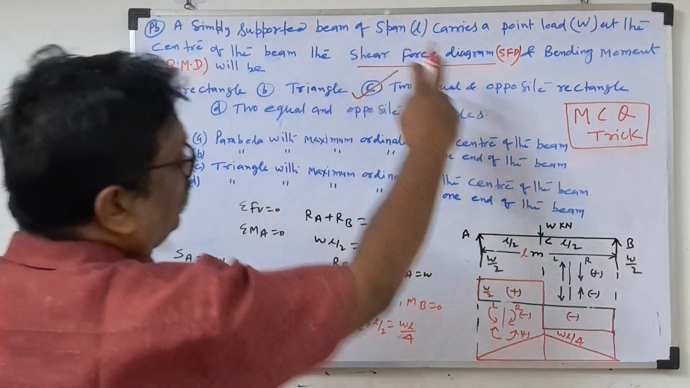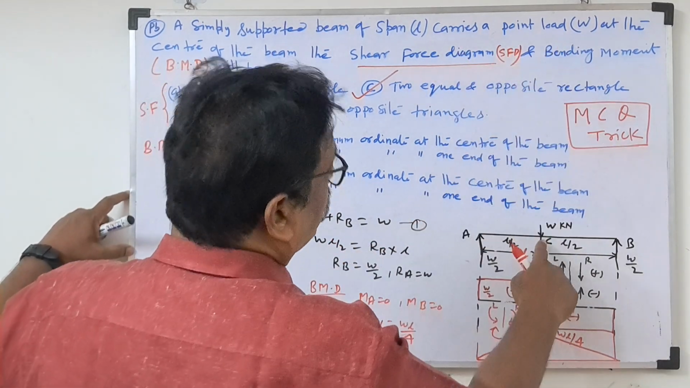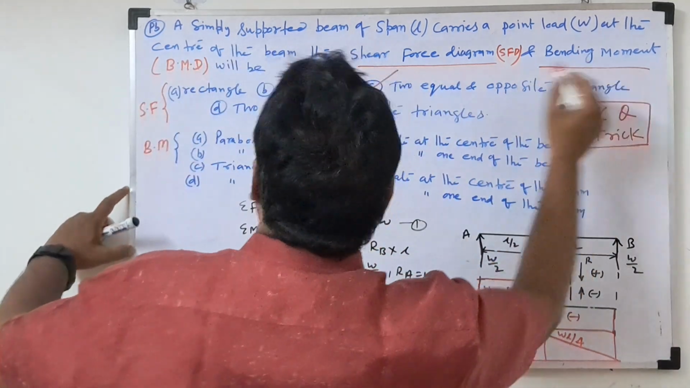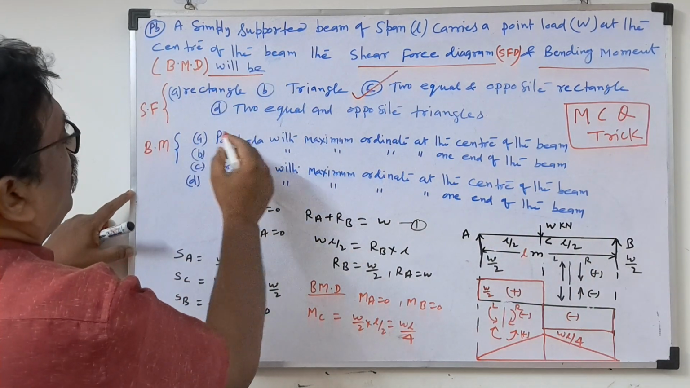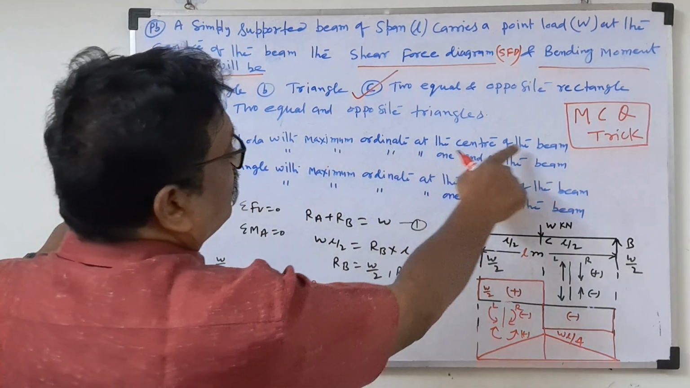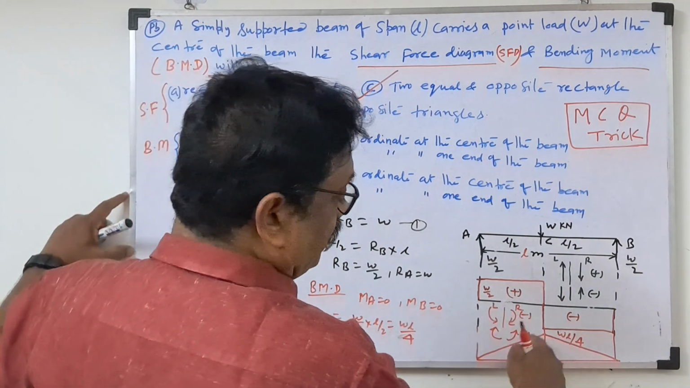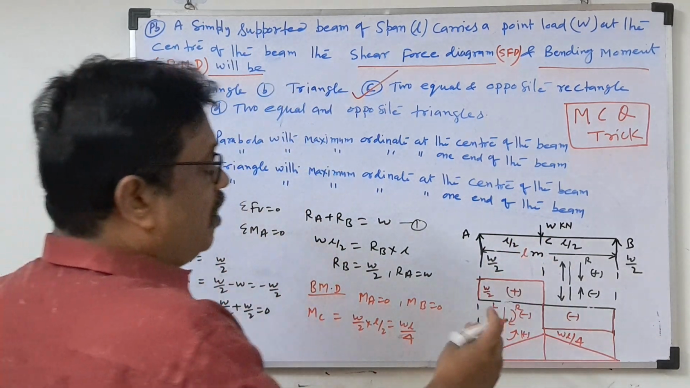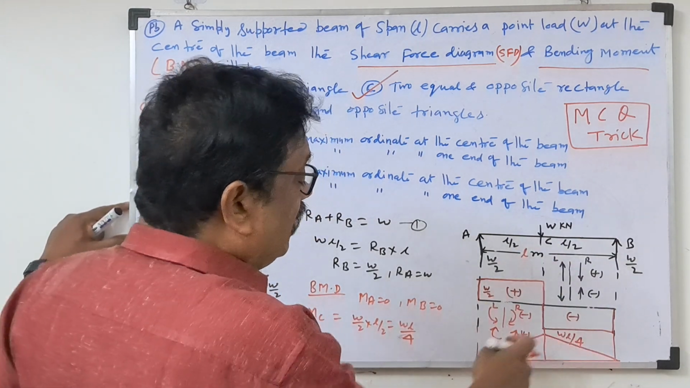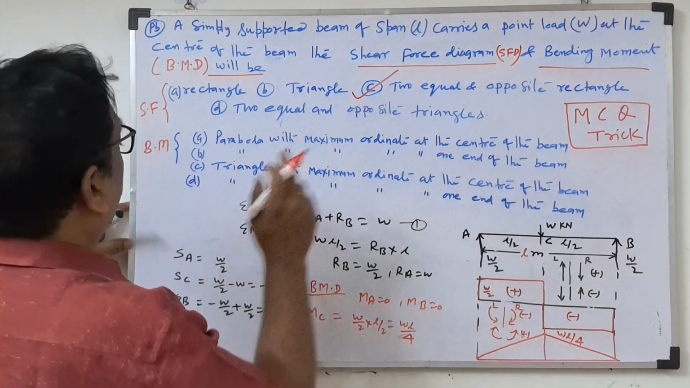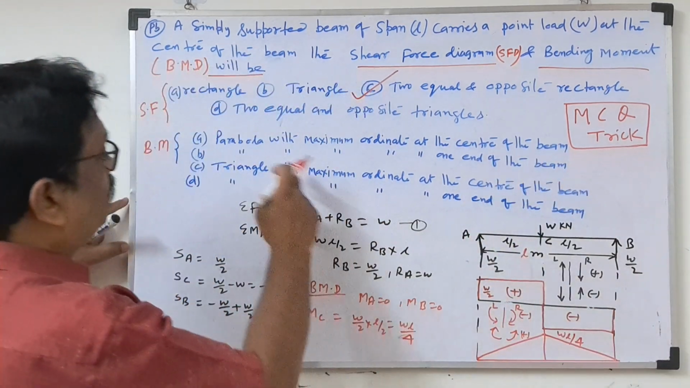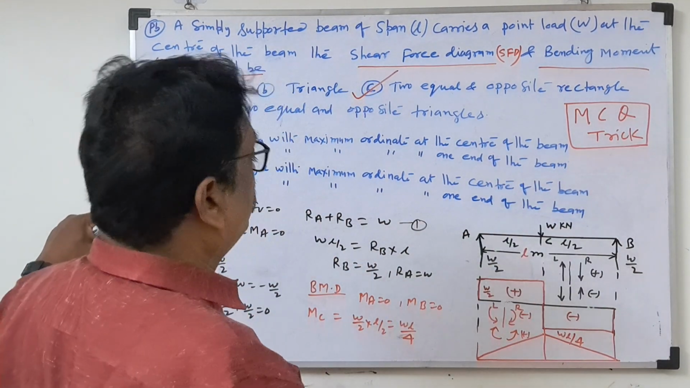A simply supported beam of span L carries a point load W at the center of the beam. The bending moment diagram will be, and the choices will be A, B, C, D. First: parabola with maximum ordinate at the center of the beam. Parabola will not come, because a parabola comes in the UDL case. Already we know for a point load, the shear force will be a straight line and the bending moment will be an inclined line. So this answer will not be correct. Parabola with maximum ordinate at one end of the beam, that is also not correct, because for a point load a parabola is wrong.